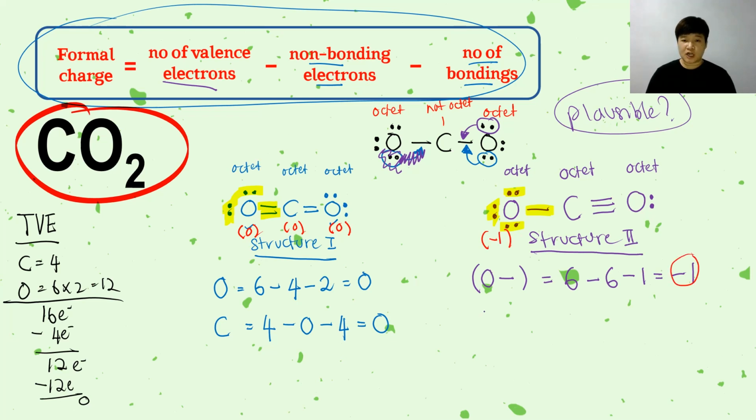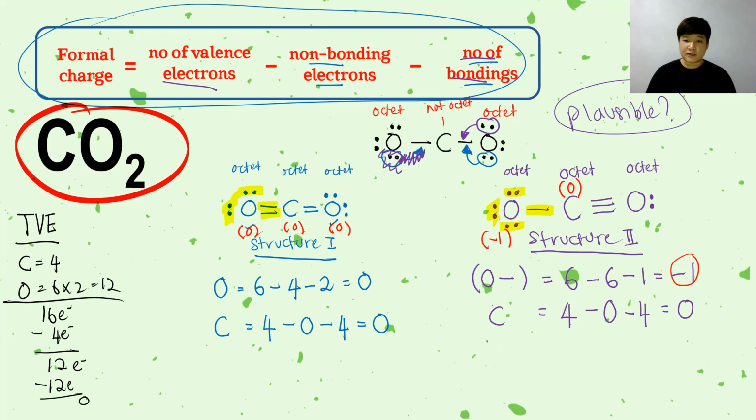Let's calculate the formal charge of carbon. So carbon over here, valence electron of carbon 4 minus non-bonding electrons. There is no non-bonding electron around the carbon. There is no lone pair. So 0 minus number of bonding. How many bonds are there in the carbon? Around the carbon, there is 1 single bond and 1 triple bond, so minus 4. So carbon again is 0 in this structure. So the formal charge of carbon in here is 0.